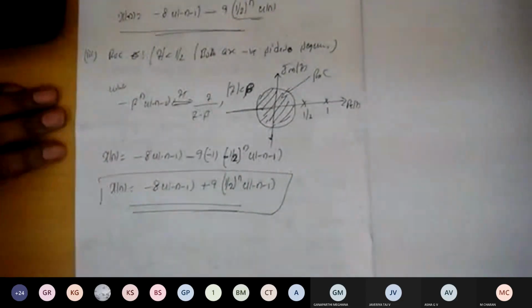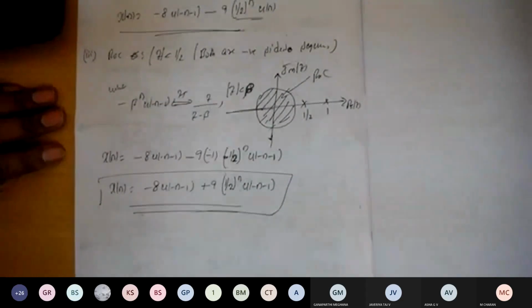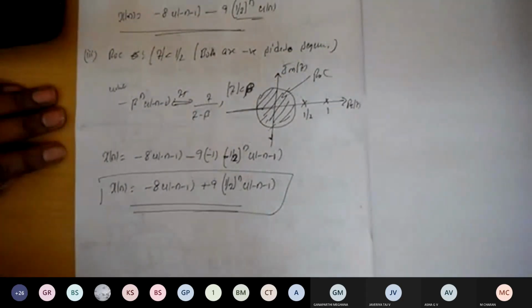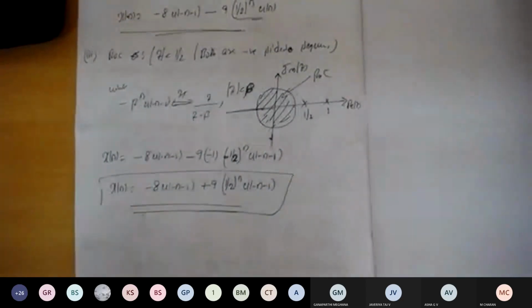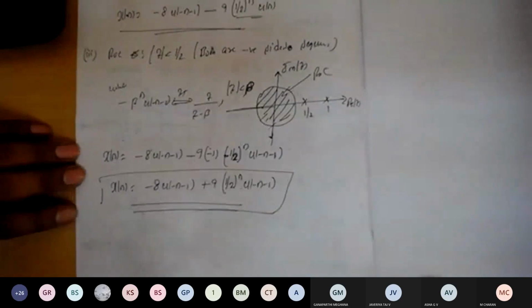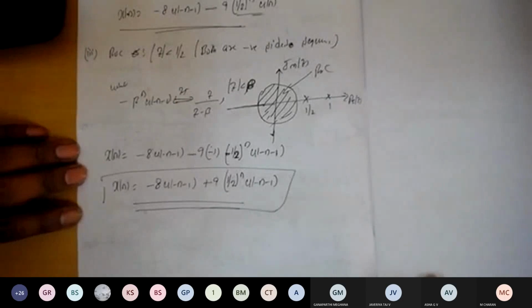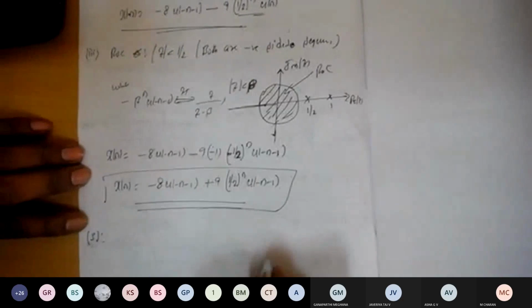So the ROC plays a very important role in finding the inverse Z transform and the resulting sequences. Done, right? We'll go for the next problem. All the partial fractions problems will be like this only. I'll take one more problem, and afterwards I'll go for the long division method, which is another method of finding the inverse Z transform. It is used for finite duration sequences, and we can take it for infinite duration sequences also.